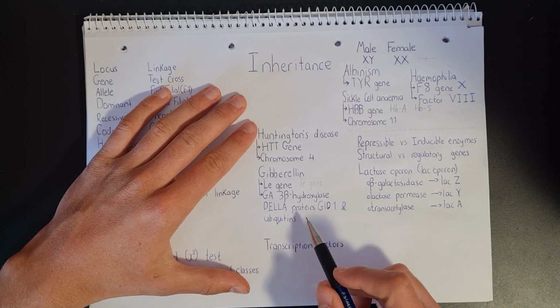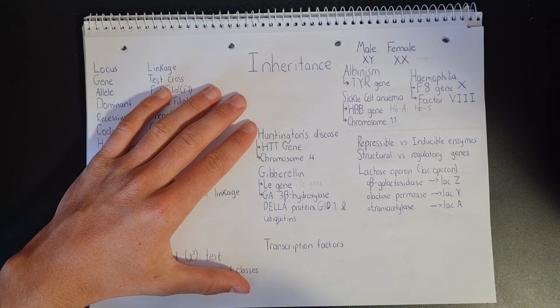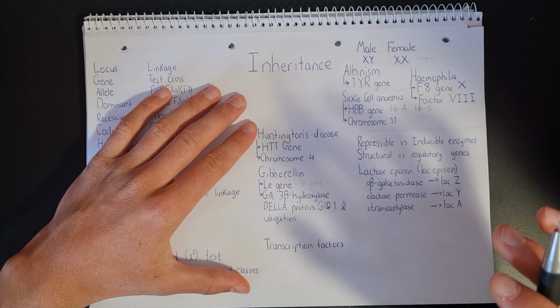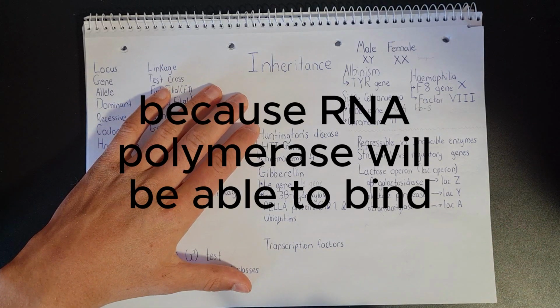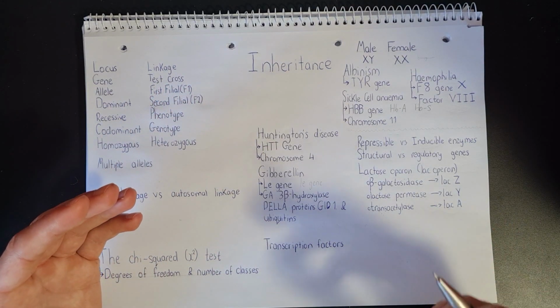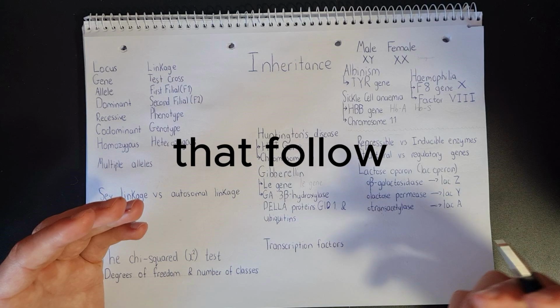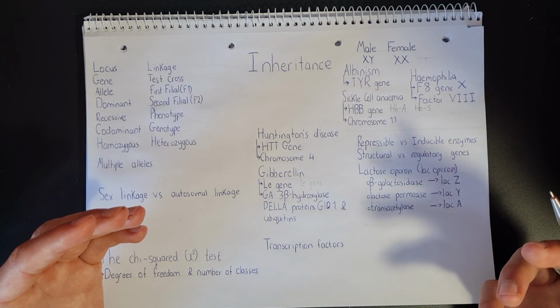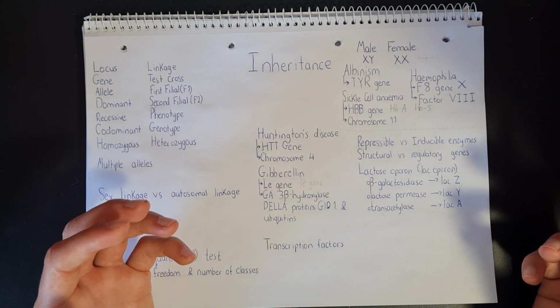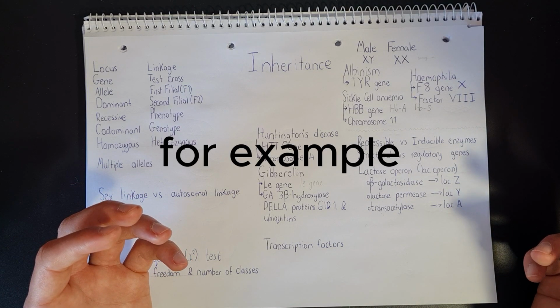So now without the DELLA proteins, the transcription factors will be able to do their job, transcription of the genes will be able to take place, and the enzymes and proteins will be able to be synthesized and which will then enable stem elongation.